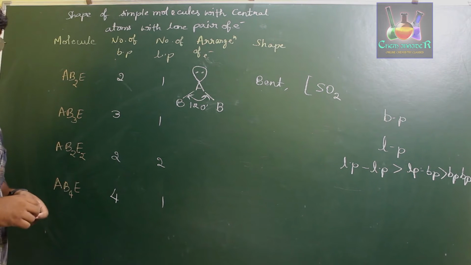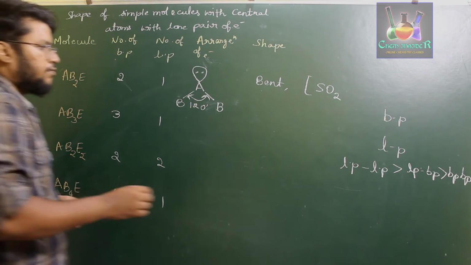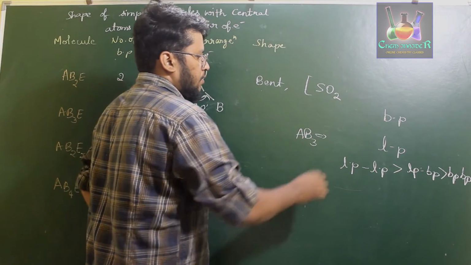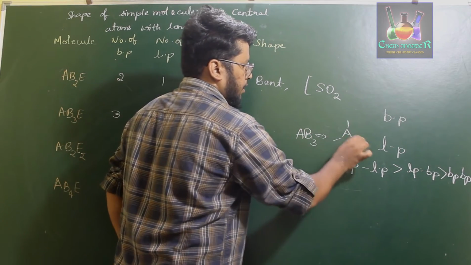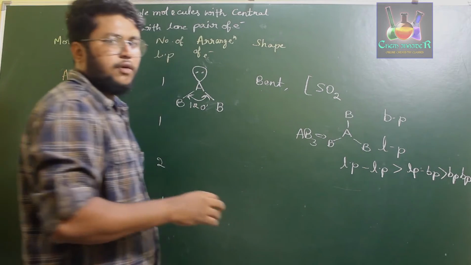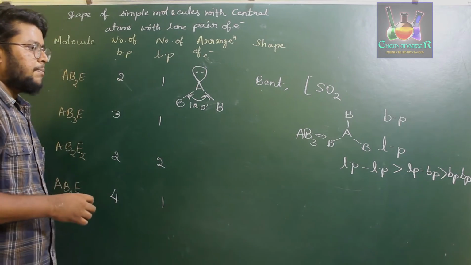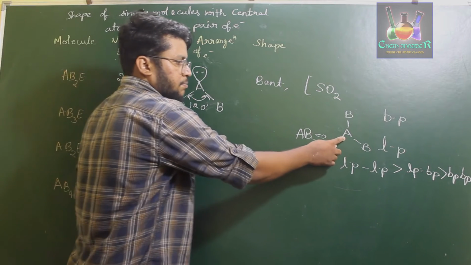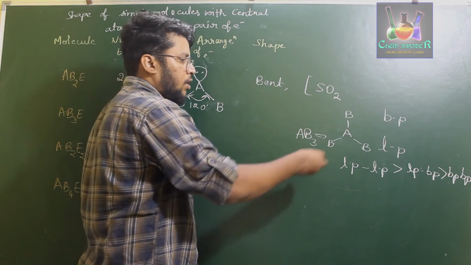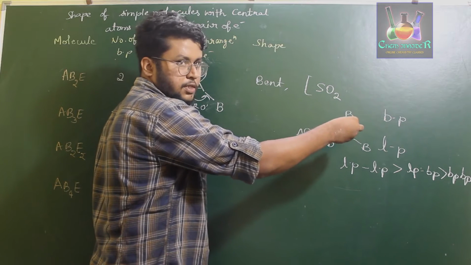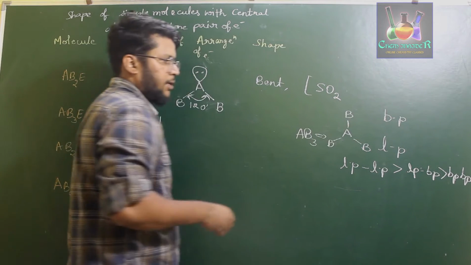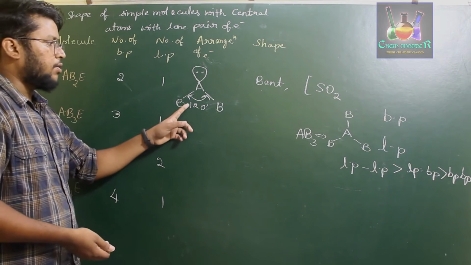Now for the AB3E type of molecule, consider the AB3 structure, which was trigonal planar, where the bond angle was 120 degrees in the case of no lone pair of electrons. What happens here is, if you consider this AB3 molecule with a lone pair of electrons present above this plane, the lone pair pushes those three bonds away from it, just like what happened over here.